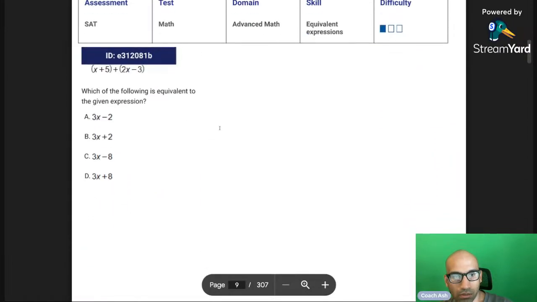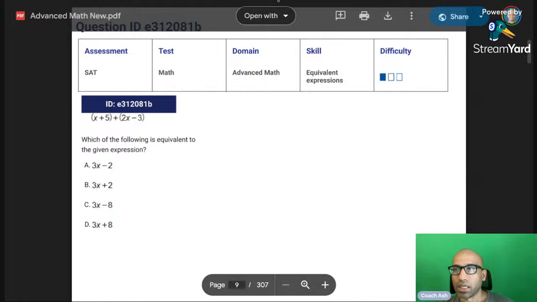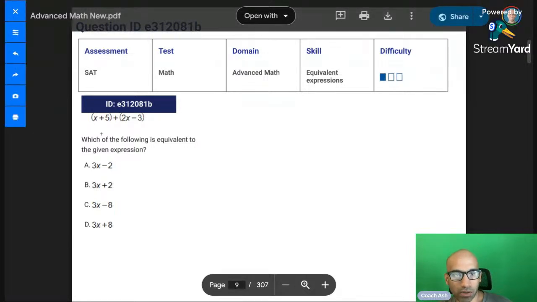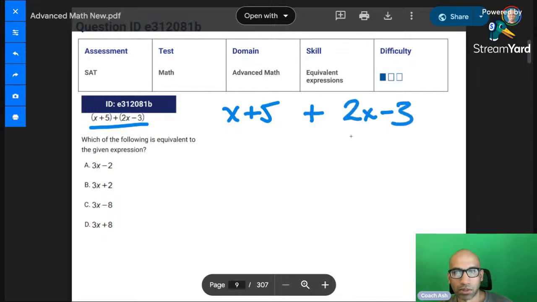Okay. This is an easy problem. Again, I think most of you will be able to solve this. How do you solve this one? (x plus 5) plus (2x minus 3). So what do you have? x and 2x. Remember, if you have parentheses and there's a plus in between them, you can get rid of the parentheses immediately. You don't need them. So there were parentheses here like this. I just deleted them. You don't need them.